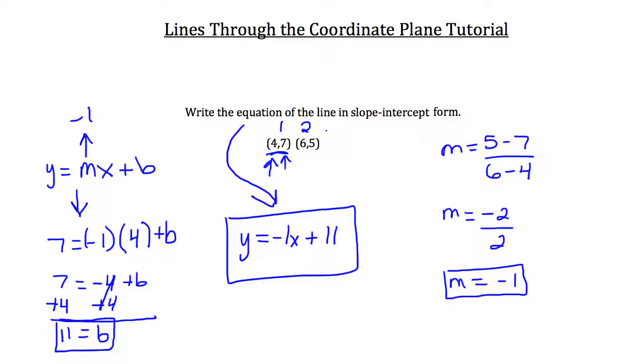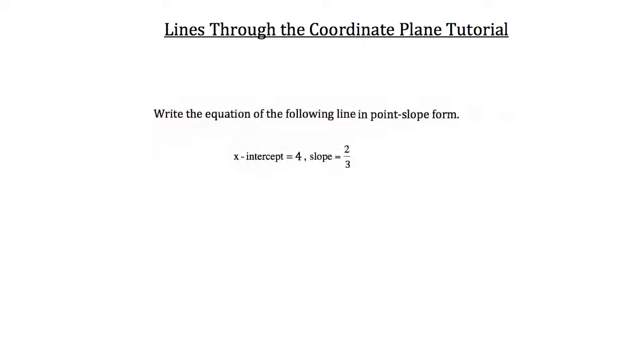Let's take a look at another practice problem. In this problem, they'd like us to write the equation of the following line in point-slope form. And they've given us some information about this line. They've told us that the x-intercept is equal to 4, and the slope of the line is equal to 2/3.